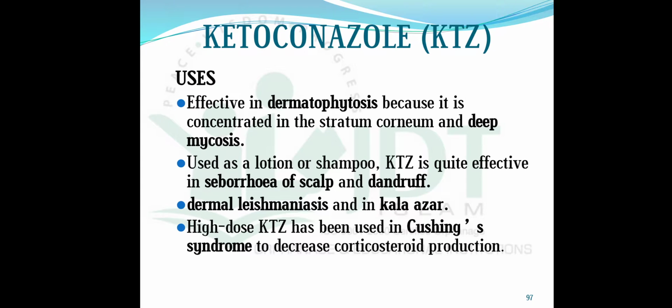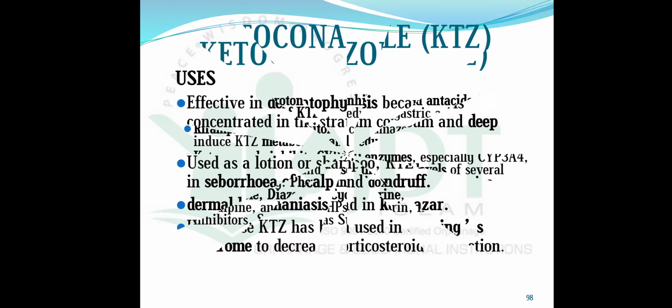Now, what are the uses of ketoconazole? It is effective in dermatophytosis because it is concentrated in the stratum corneum, and in deep mycosis. Used as a lotion or shampoo, it is quite effective in seborrhea of the scalp and dandruff. It is also used in dermal leishmaniasis and kala-azar. A high dose of ketoconazole is used in Cushing syndrome to decrease corticosteroid production. So these are the uses of ketoconazole.